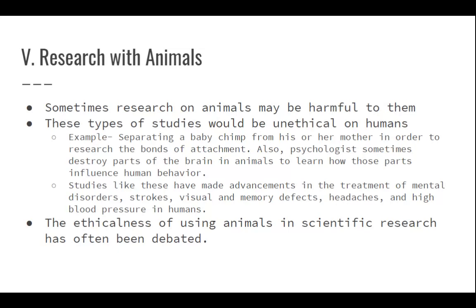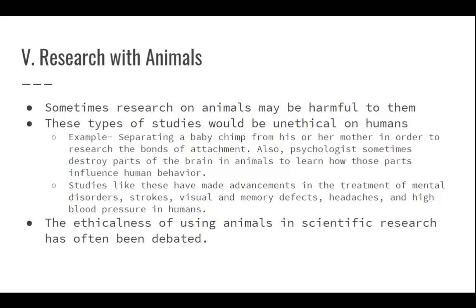Studies like these have made advancements in the treatment of mental disorders, strokes, visual and memory defects, headaches, and high blood pressure in humans. However, the ethicalness of using animals in scientific research has often been debated.